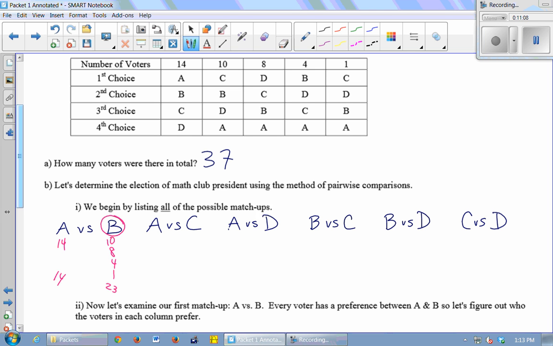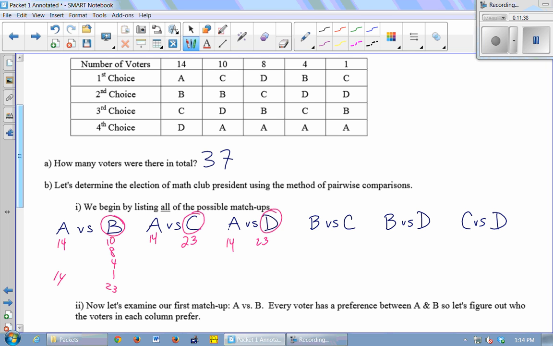All right, let's look at A versus C. These 14 people, who would they choose? A, so we give 14 votes there. 10, who would they choose? C, because they have C ranked above A. In fact, everyone will choose C because everyone else has A ranked last. So we give the 23 remaining votes to C. C wins that matchup. All right, A versus D, it's going to, again, be 14 to 23. We give that to D.